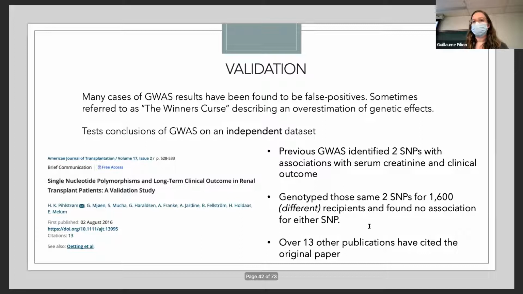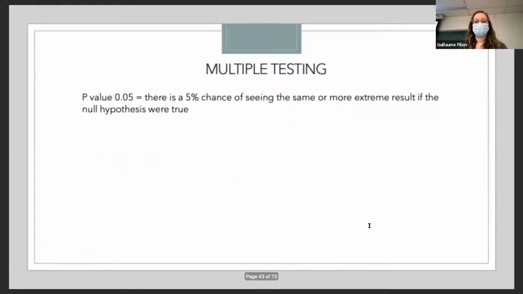We're good with validation. So we're going to move on to another important aspect, which is multiple testing. I mentioned what the p-value is. If we have a p-value of 0.05, there's a 5% chance of seeing the same value or a more extreme value or result if the null hypothesis were true. The null hypothesis being nothing's happening, it's not significant, it's just by chance.